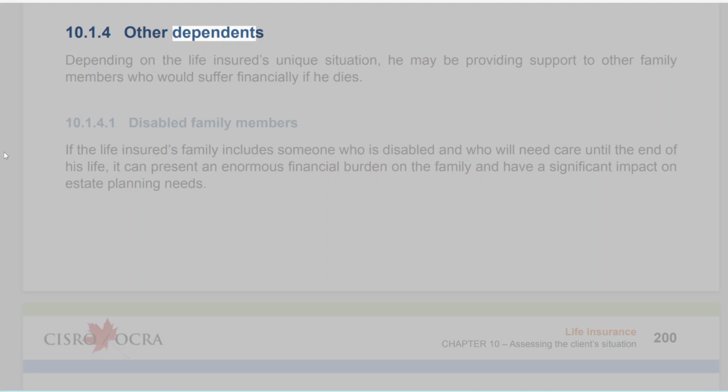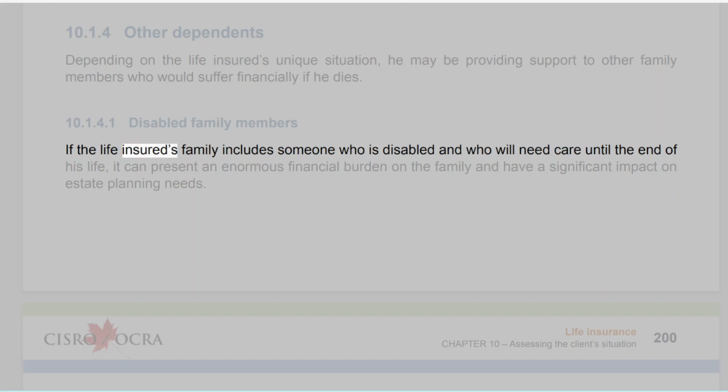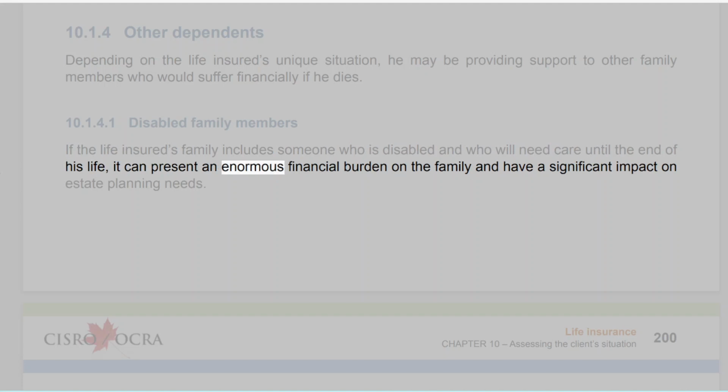10.1.4 Other dependents. Depending on the life insured's unique situation, he may be providing support to other family members who would suffer financially if he dies. 10.1.4.1 Disabled family members. If the life insured's family includes someone who is disabled and who will need care until the end of his life, it can present an enormous financial burden on the family and have a significant impact on estate planning needs.